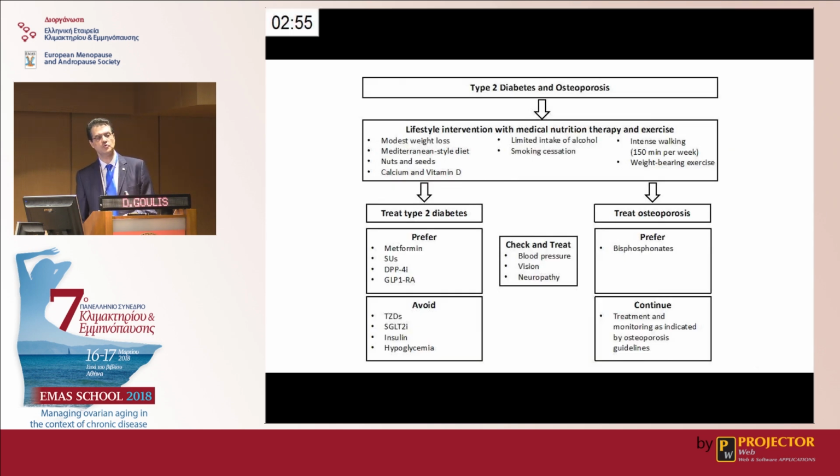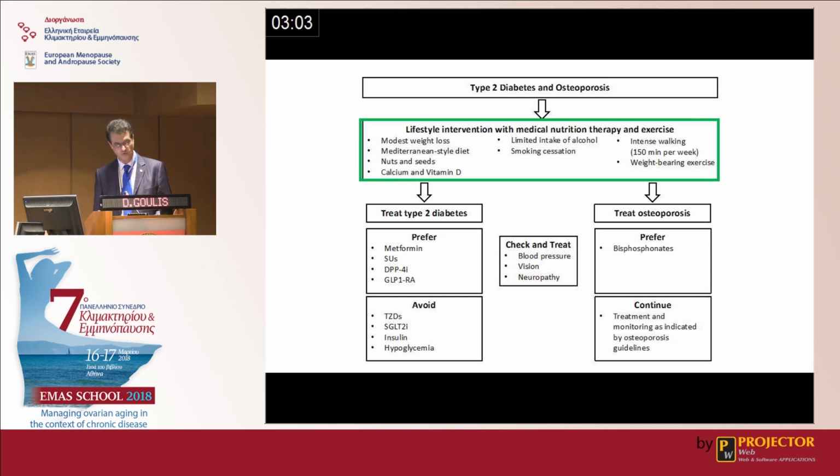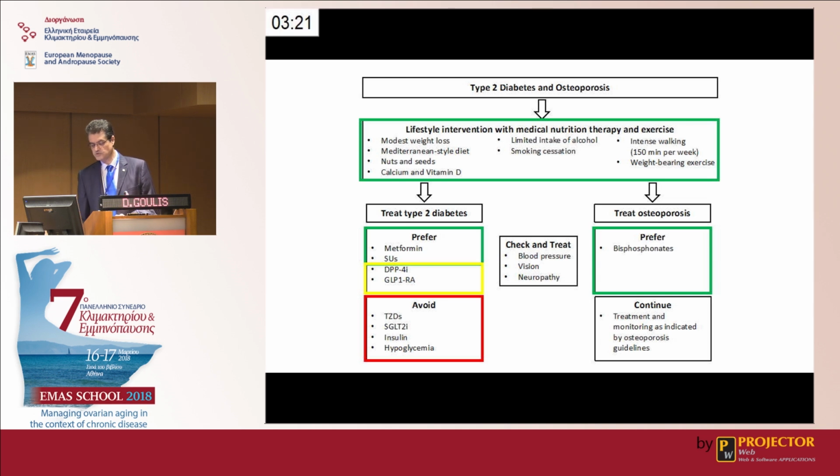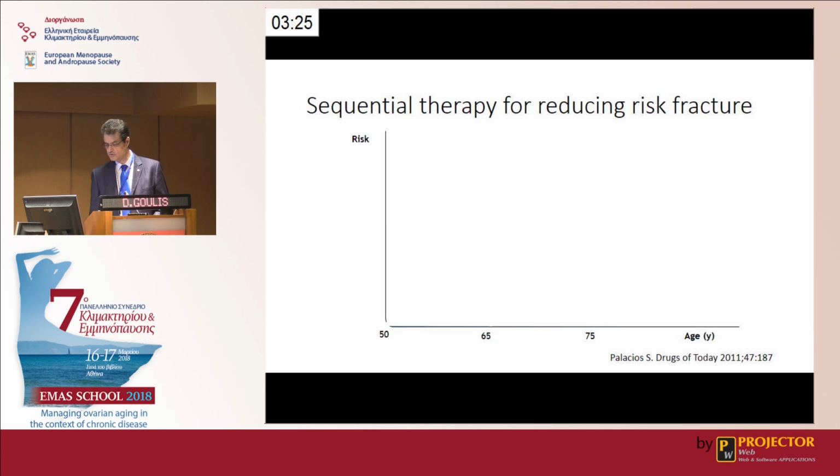So in order to put this in one slide, there are some lifestyle modifications that would make you good for both diseases, both diabetes and osteoporosis. But if you have both diseases, it's better for the sake of your bone to treat with metformin and sulfonylurea or this neutral medication and try, if possible, to avoid the glitazones and insulin, if it's at all possible. And concerning the opposite, bisphosphonate seems to do good things for your bone as well.